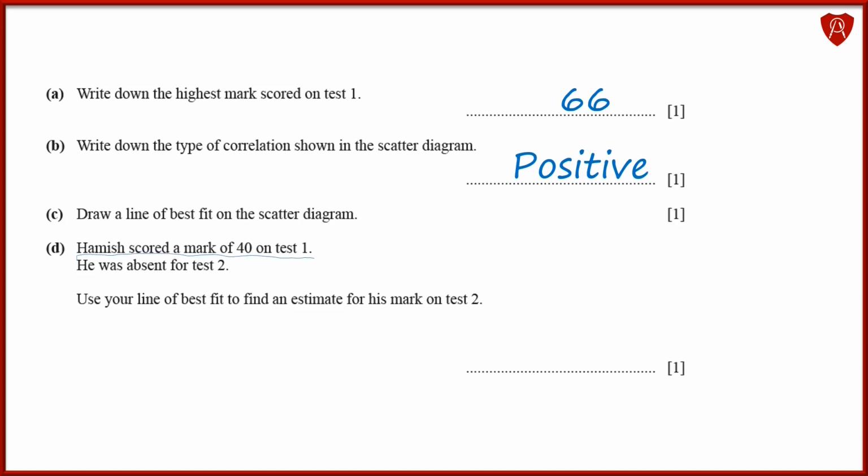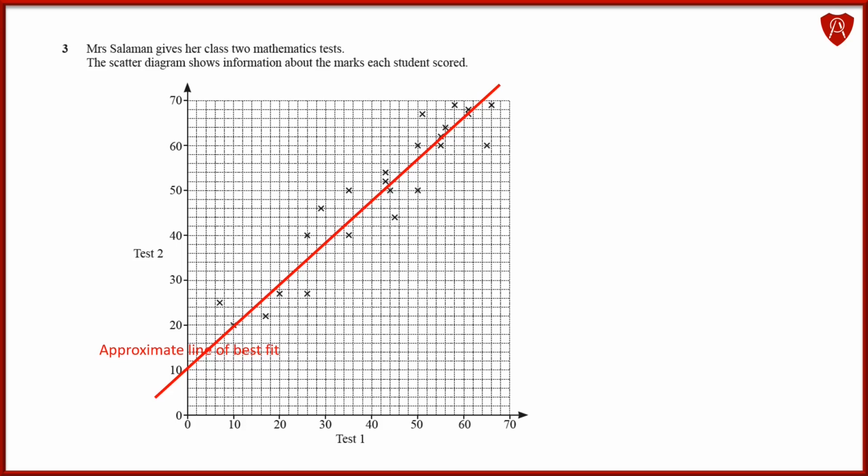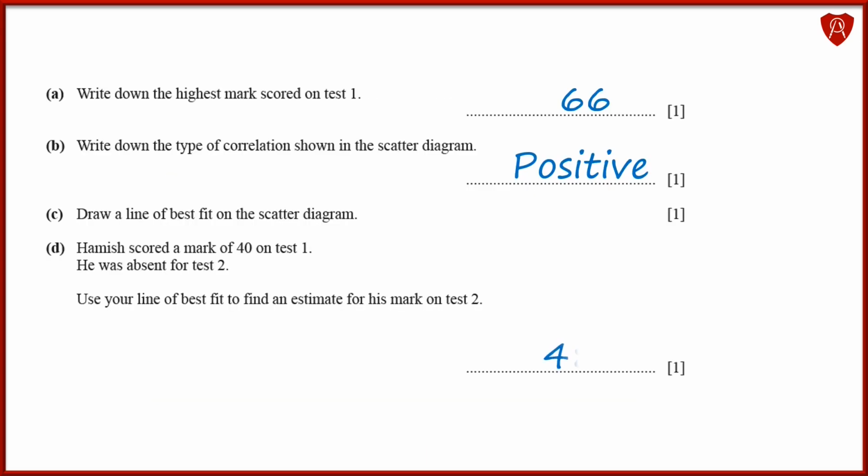Hamish scored 40 marks in the first test. He was absent for test 2. Use your line of best fit to find an estimate for his mark on test 2. Back to the graph, 40 marks was his score. We project it onto the line of best fit and onto test 2, and we get 48 as our estimate. We write 48.